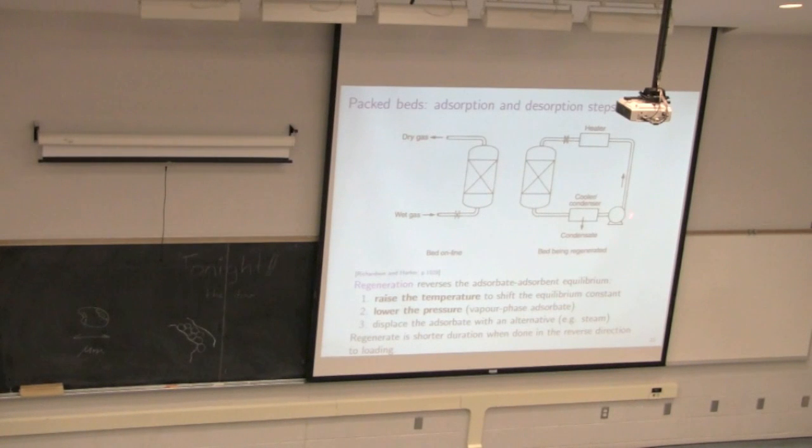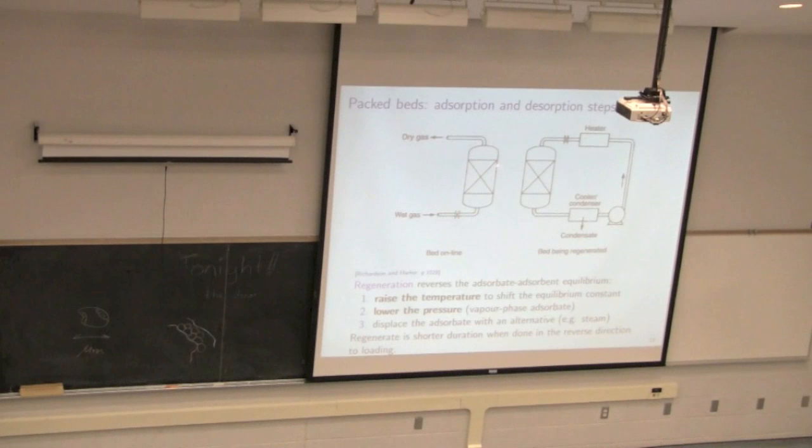Now to regenerate, you always regenerate in the opposite direction. This is a key point. Consider that while you're using up the bed, the bottom of the bed is mostly going to be used up, and the top of the bed should, by and large, be relatively free of adsorbate. As you move this wet gas through over a period of time, you'll have an interface delineating the part of the adsorbent that's being used versus the part that's not being used.